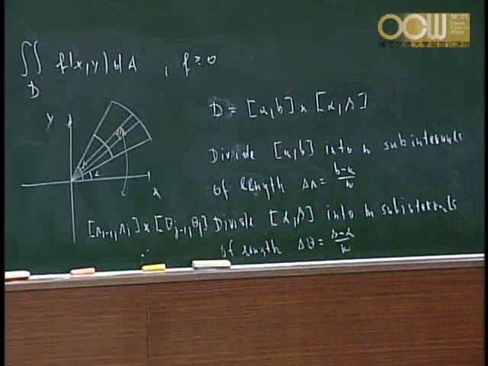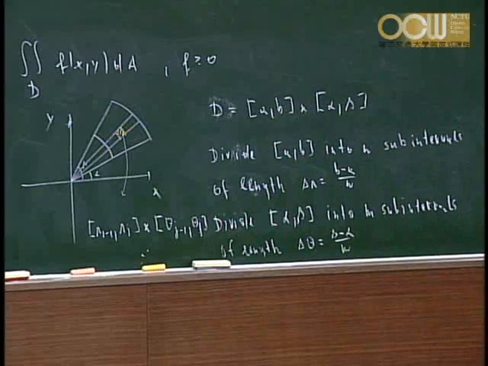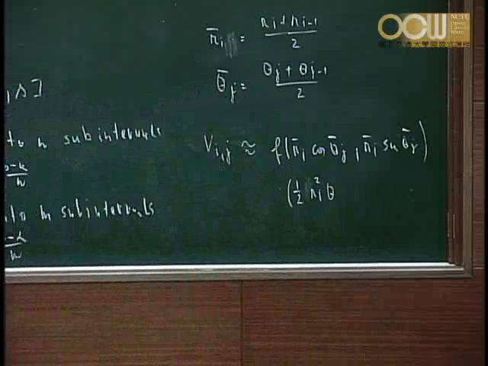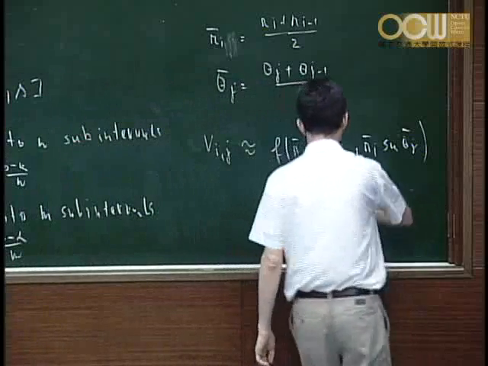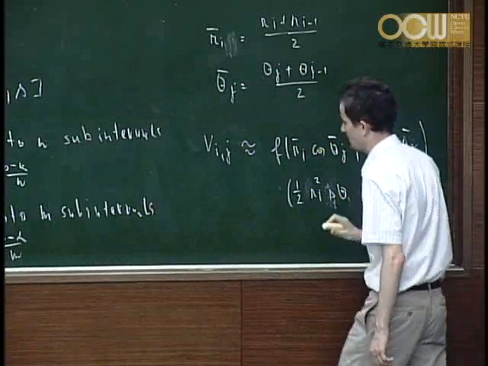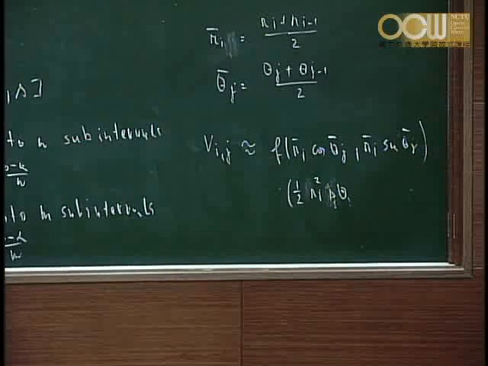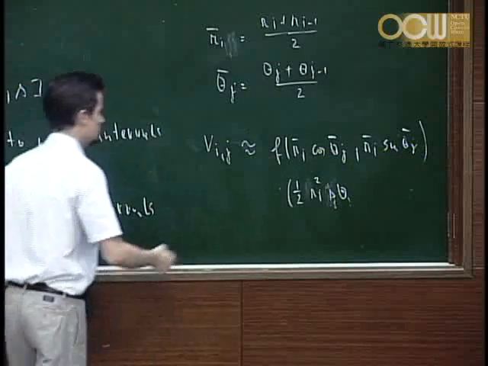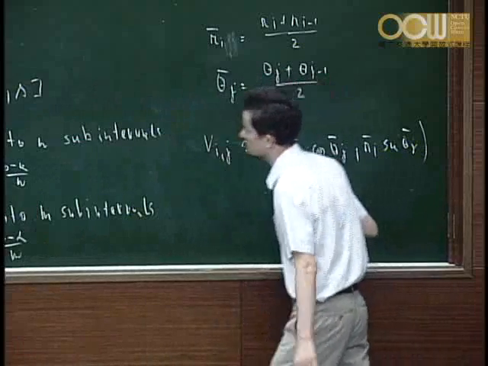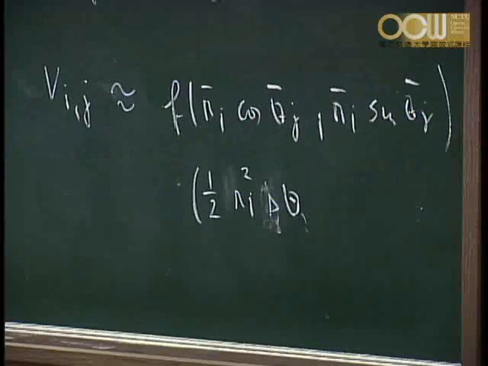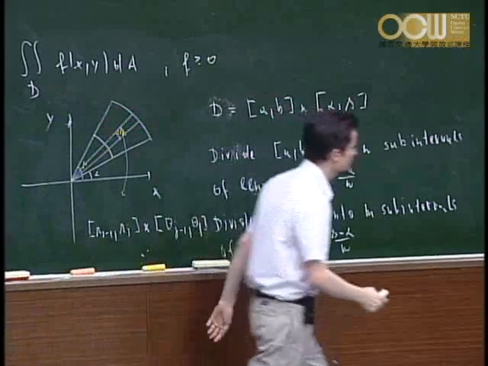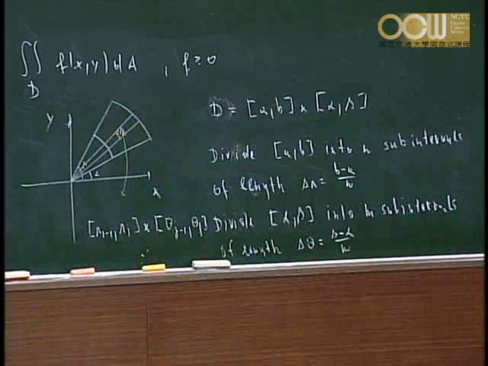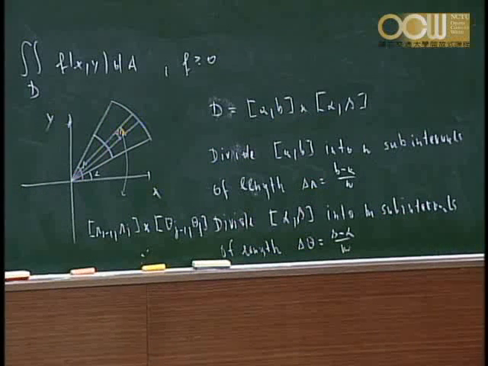So square times theta. So we go from here to here. So theta, delta theta. Okay, because the length of this interval is delta theta. Okay, so this is just the length here. This is the area of the whole piece here, of this sector, and you have minus 1/2 r_{i-1} square delta theta.